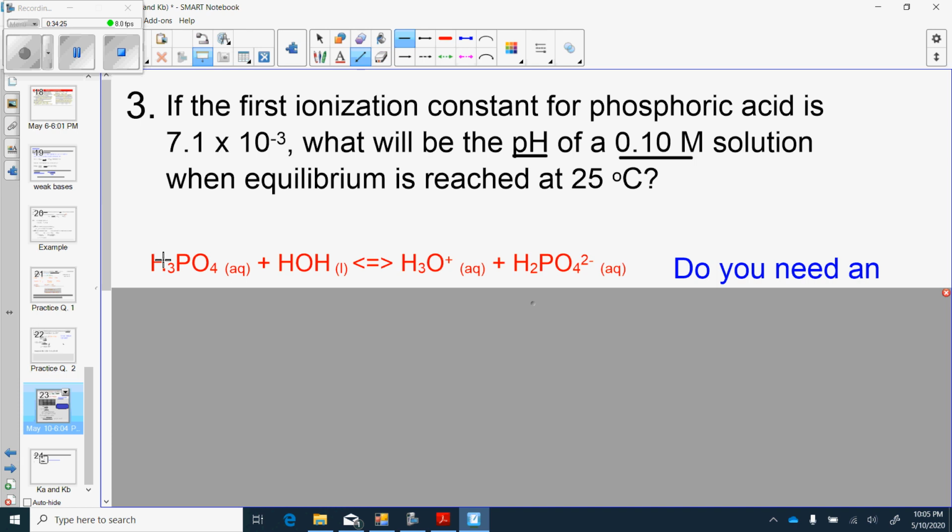He's neutral now. When he loses an H, he has two H's left. He was neutral here, and so he's negative. Sorry, he's not negative 2, he's negative 1. Oh, golly, you know what I mean.